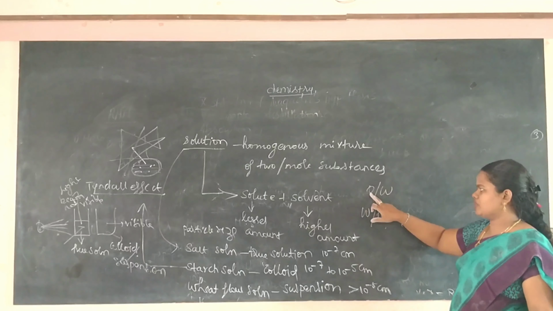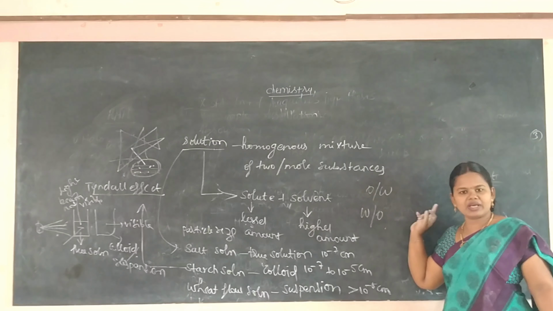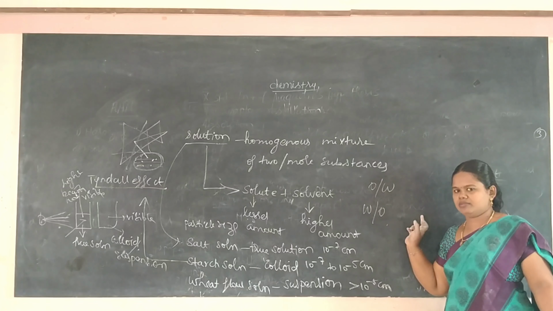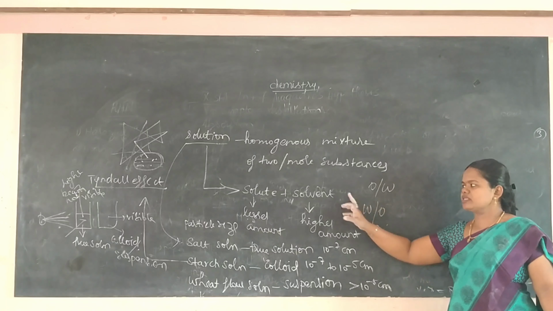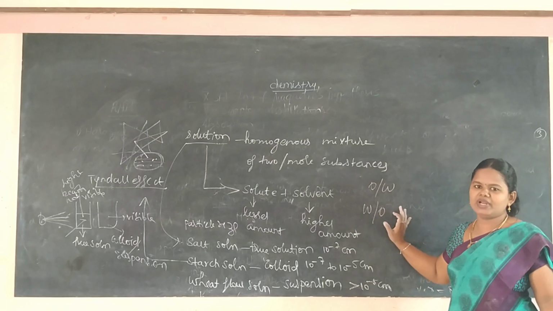There are two types of emulsion, O by W and W by O. O by W, example cream, milk cream. W by O, example what? Butter. The word emulsion is a Latin word obtained from milk.